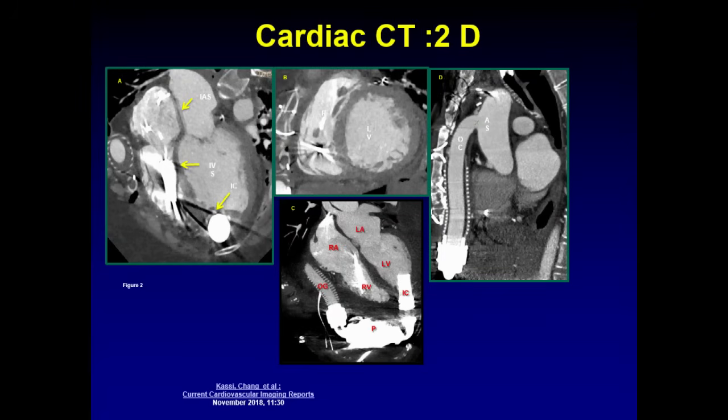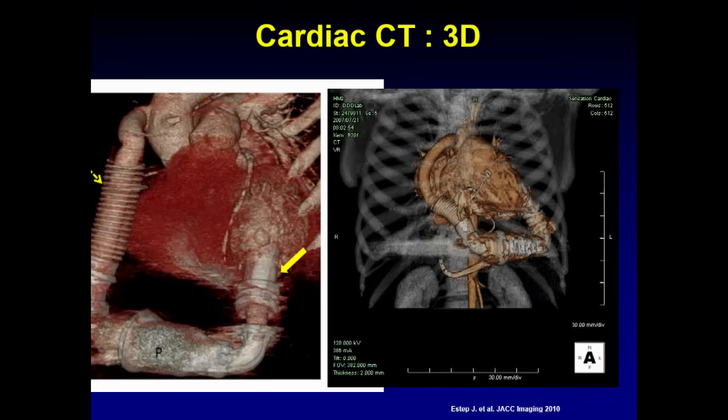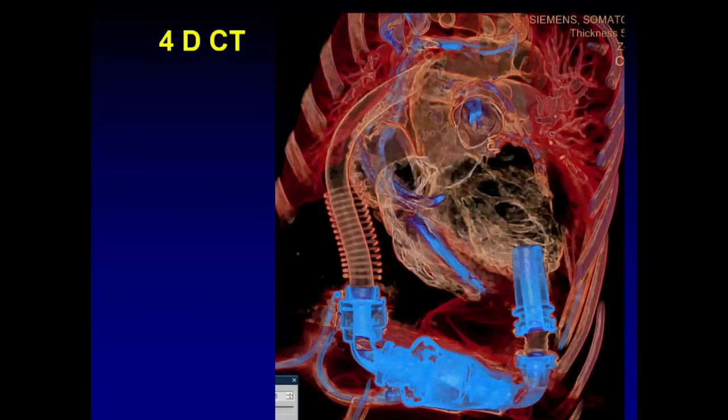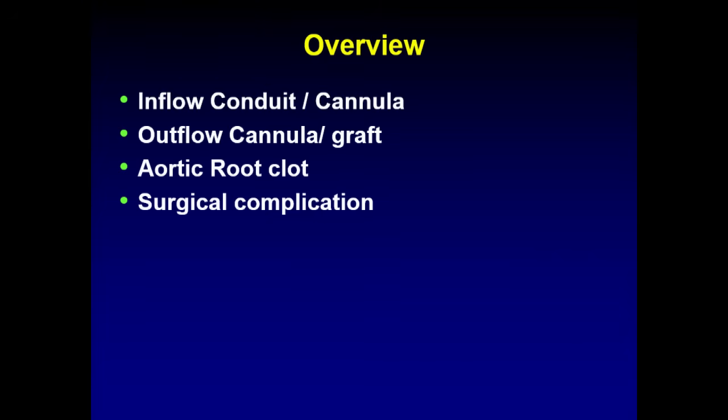If you find an abnormal echo finding, the CT can help you localize the abnormality and you can solve the problem. The reason being, besides seeing the heart, you can see the entire device: the pump, the outflow cannula, the inflow cannula, the anastomosis site. This is a 2D display. You can have a 3D display. You can have a 4D display if you want, which, okay, it's not playing, but it's not that important.